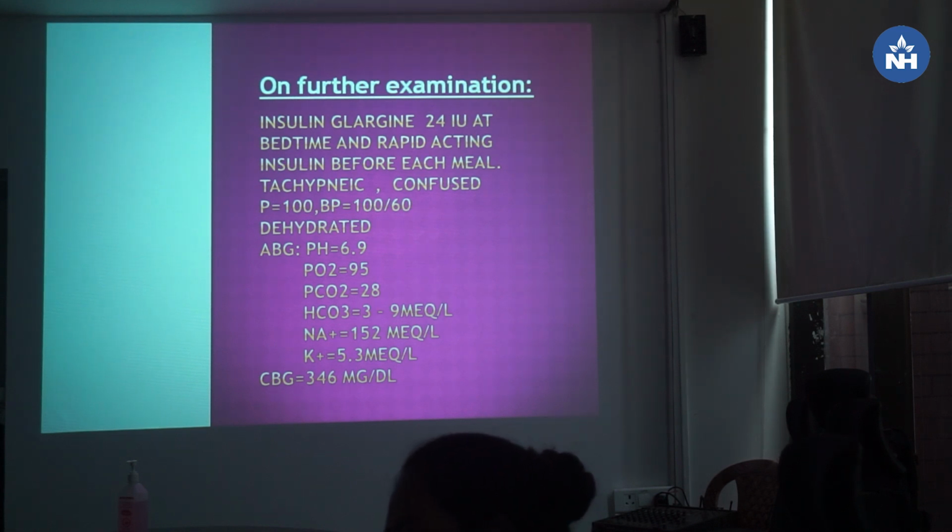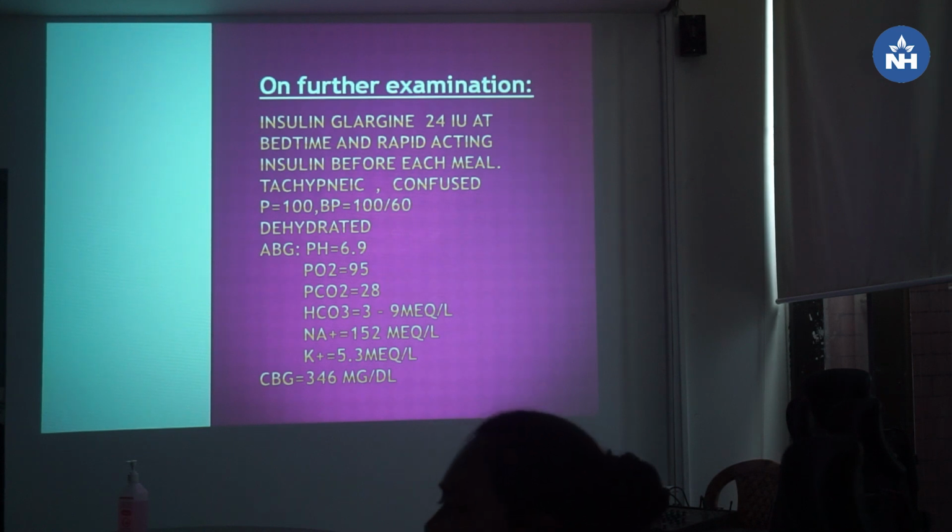So what is the normal anion gap? Anion gap is 7 to 12. So you see the question is whether you take potassium into consideration or not. But 40 odd is a very high anion gap.